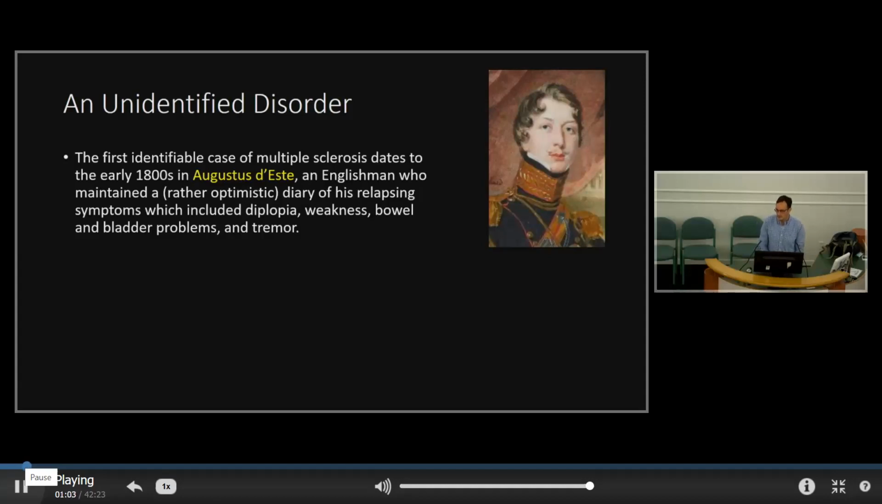They didn't have MRIs. They didn't have LPs and all these other tests that we use now. He was a rather optimistic fellow. He sort of cheerfully documented his symptoms, and he had a number of things, including diplopia, weakness, bowel and bladder problems, and tremor.